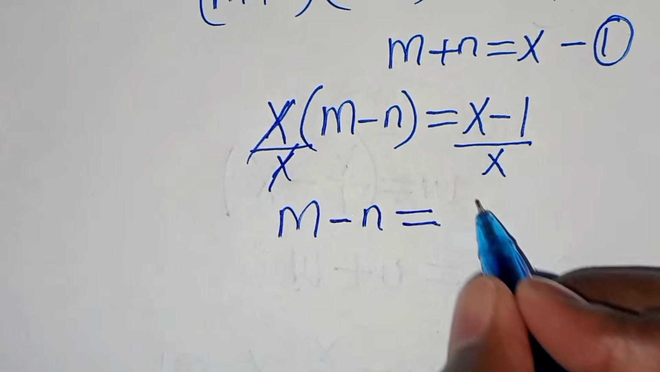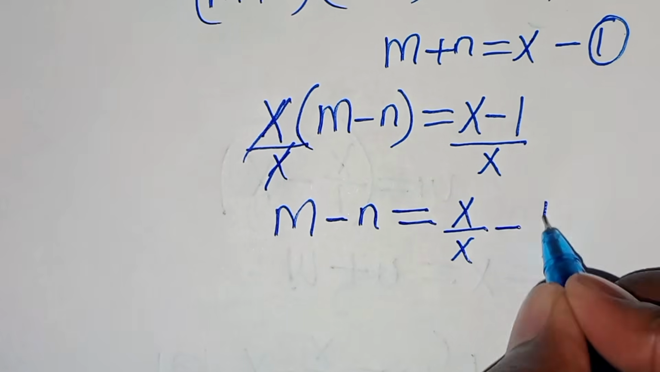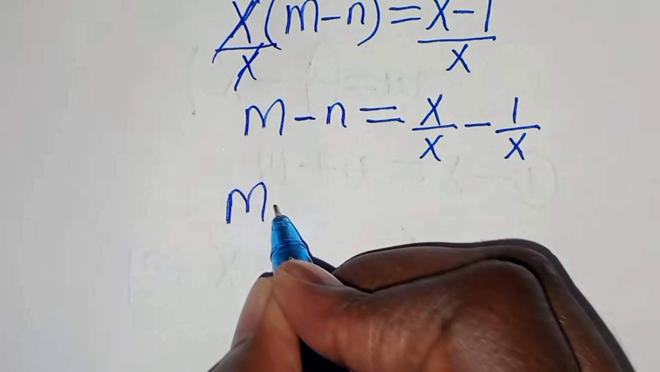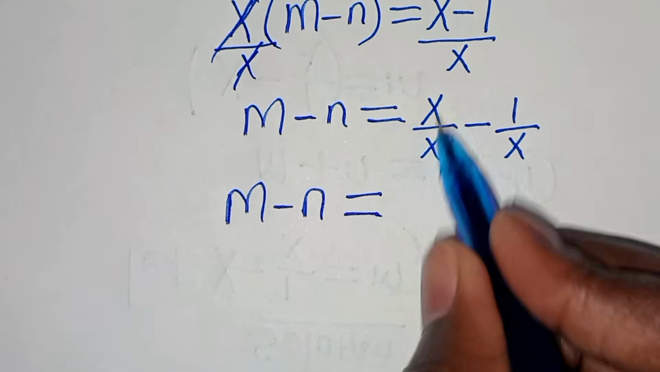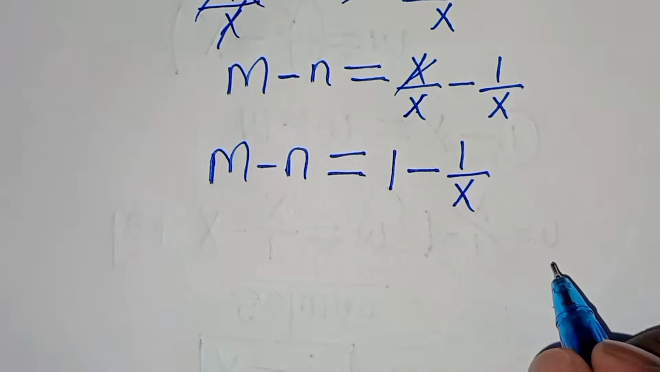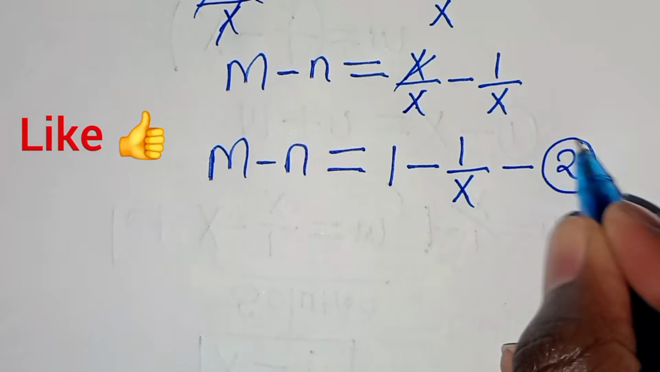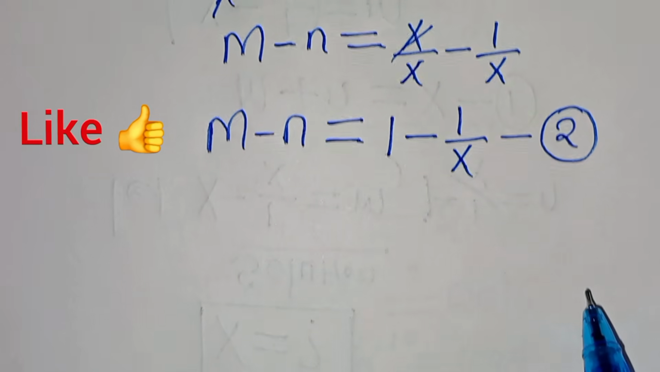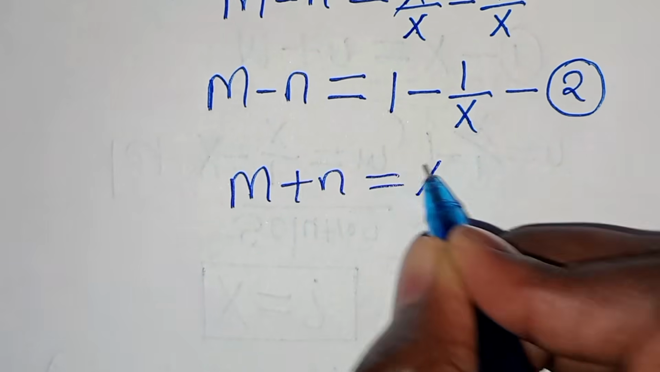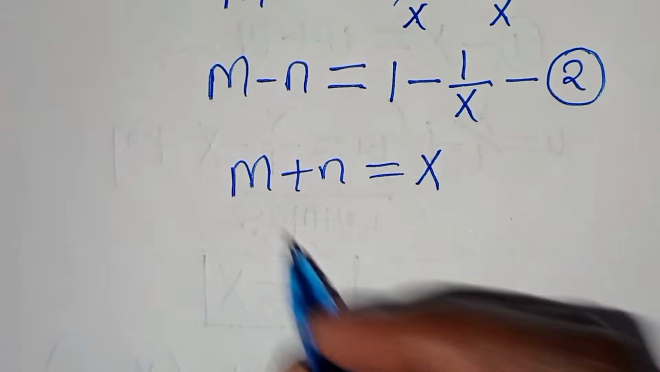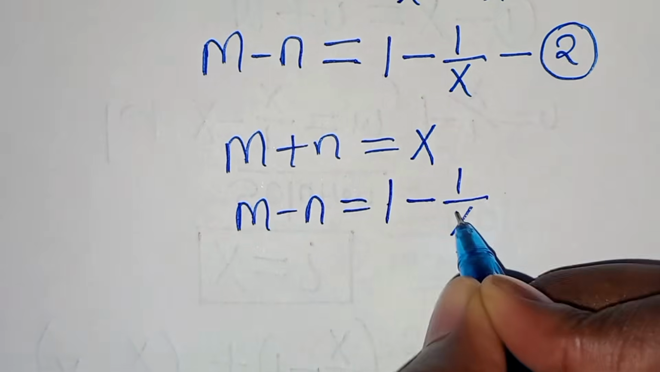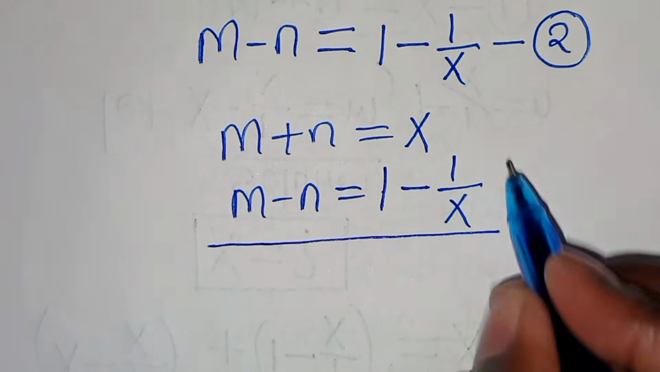And this indicates that we have m minus n equal to x over x minus 1 over x. So here we have m minus n equal to x divided by x, which is 1, minus 1 over x. Let's call this equation 2. Now we have equation 1, which is m plus n equal to x, and equation 2, which is m minus n equal to 1 minus 1 over x. These are systems of two linear equations.